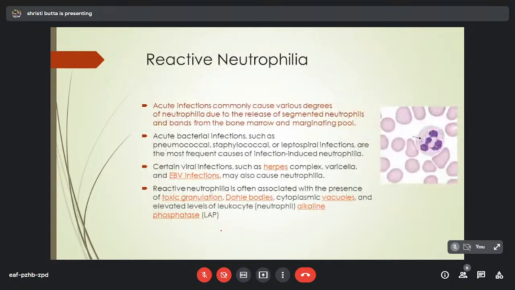Now coming to reactive neutrophilia. Going quickly over it, we all know that acute infections commonly cause various degrees of neutrophilia due to the release of the segmented neutrophils and bands from the bone marrow. They enter into the marginating pool, and that happens typically in bacterial infections, which may be pneumococcal, staphylococcal, leptospiral, etc. Viral infections like herpes, varicella, Epstein-Barr virus. Now, reactive neutrophilias are typically associated with toxic granules, Dohle bodies, and cytoplasmic vacuoles, and an elevated level of leukocyte alkaline phosphatase, or the LAP.